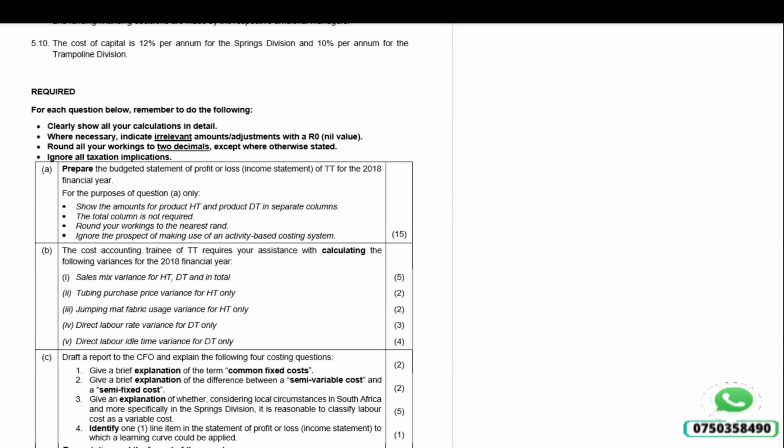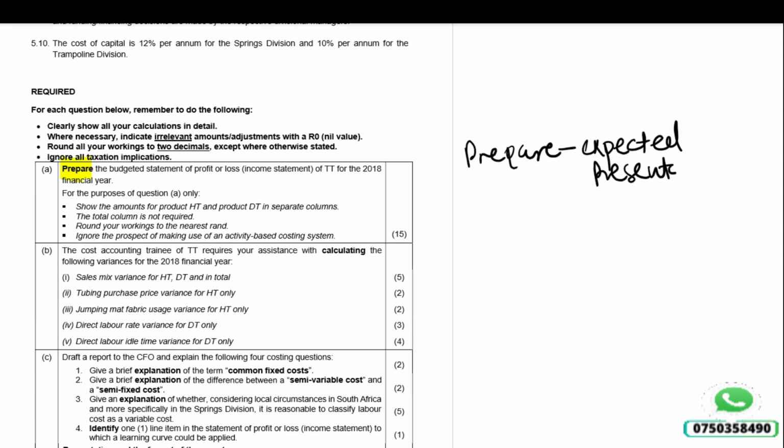They said here, prepare the budget. Most students, I have noticed, don't understand the question. They just rush to answer, so it is very important that you understand the question first before you attempt it. The question says prepare. I'm just going to break down the question. When they say prepare, it means you need to do it according to the expected or required presentation.